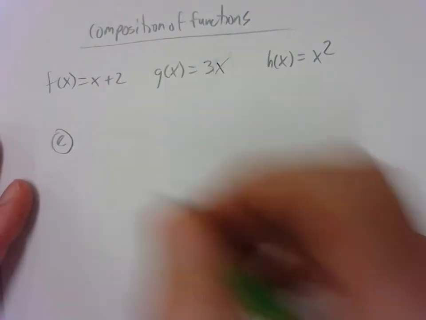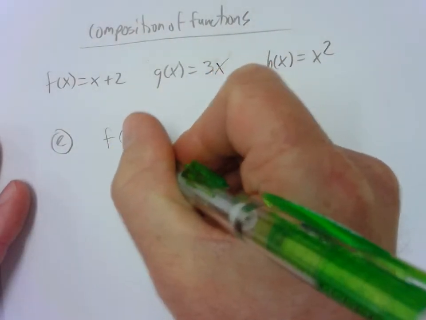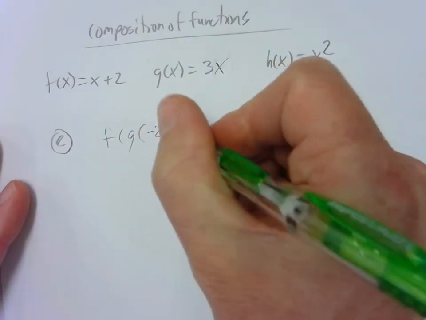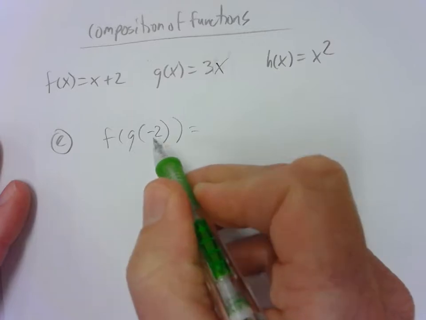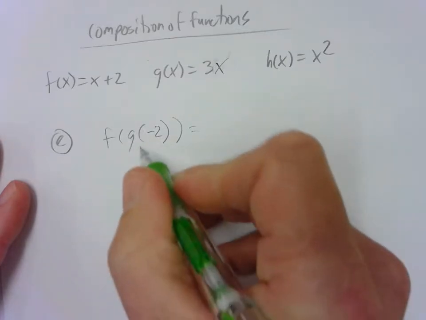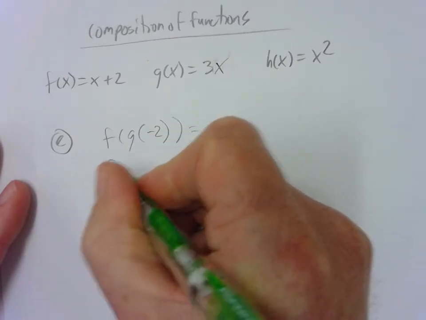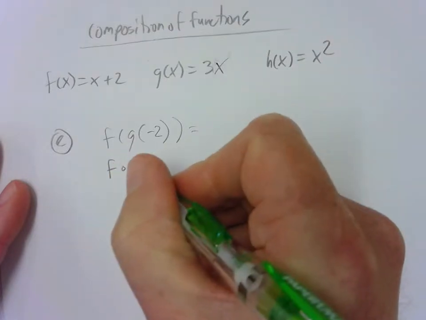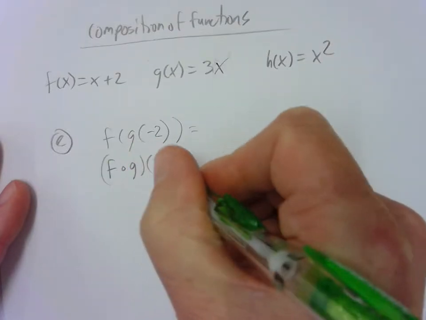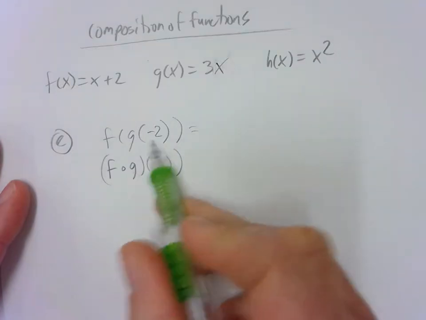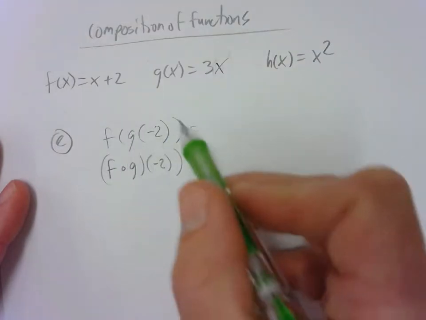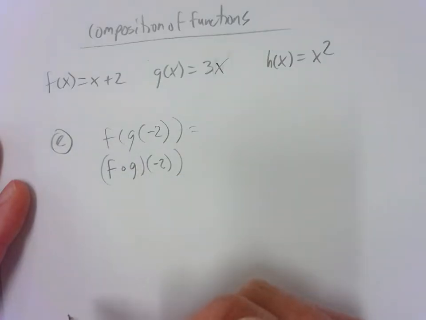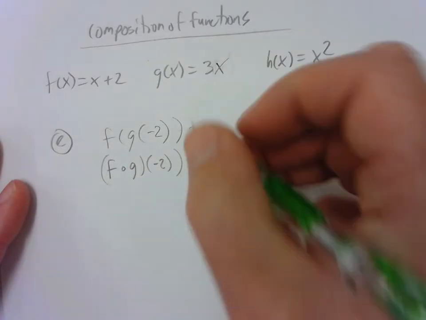Let's do f of g of -2. So you're going to work from the inside out with these. When there's a number here, it works best to work from the inside out. This could also be f with a little tiny circle like a degree symbol, g of -2. I prefer this notation up here because it looks like you're putting the g into the f. Here it looks like they're side by side, but they mean the same thing.